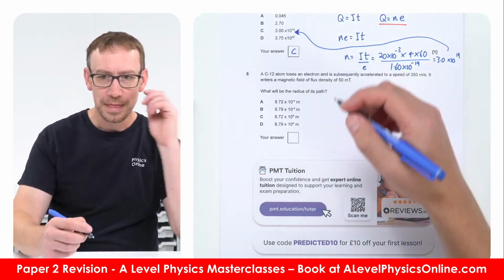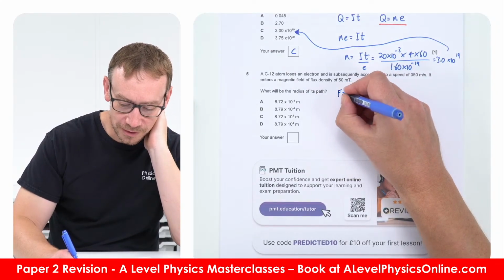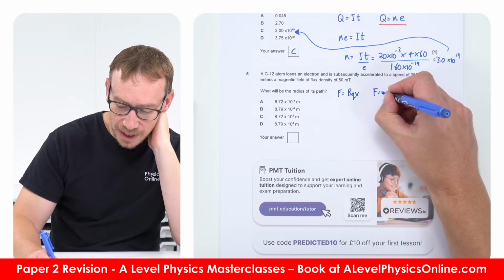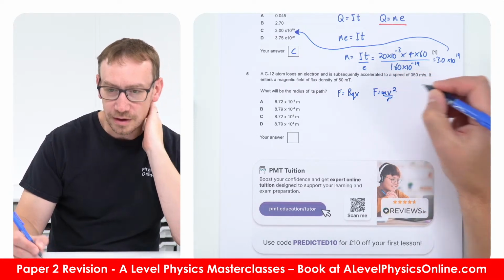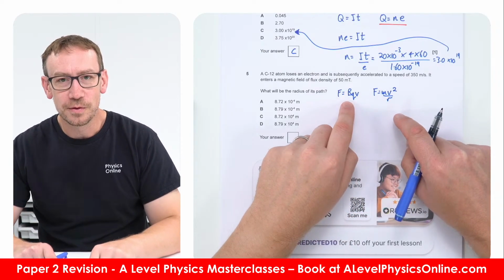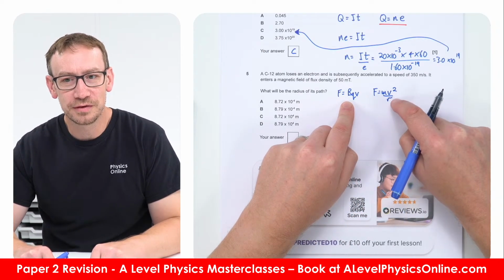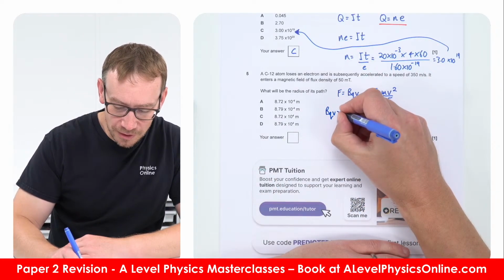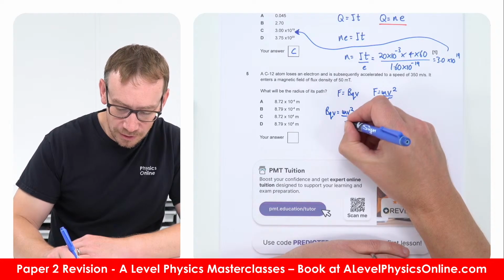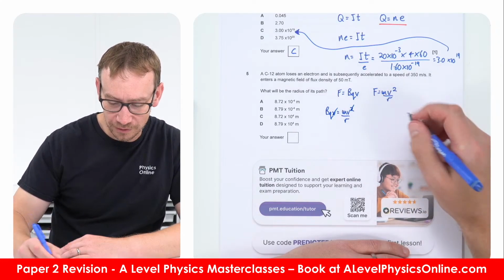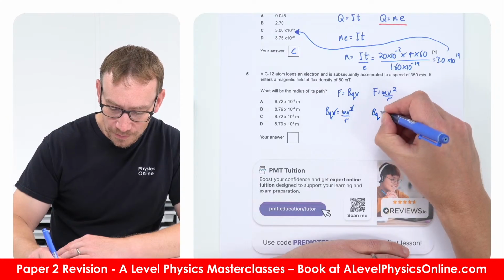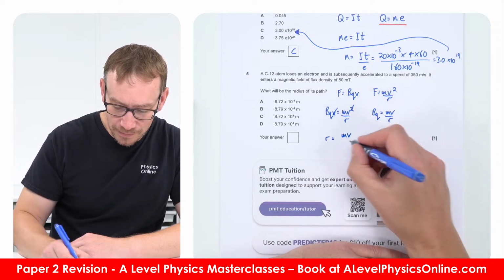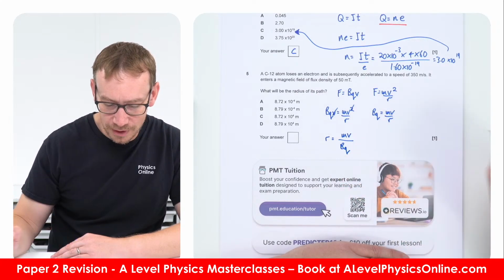If you're not sure, you can basically say that the force on that particle is going to be BQV, and that force is also going to be equal to mv squared over r. So this is the force due to the magnetic field, which causes this centripetal force on that charged particle. If we equate the two, BQV is equal to mv squared over r. One of the v's cancels, and therefore BQ is equal to mv over r, or the radius is equal to mv over BQ.